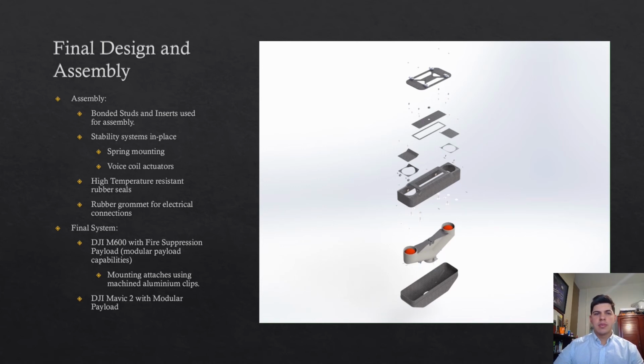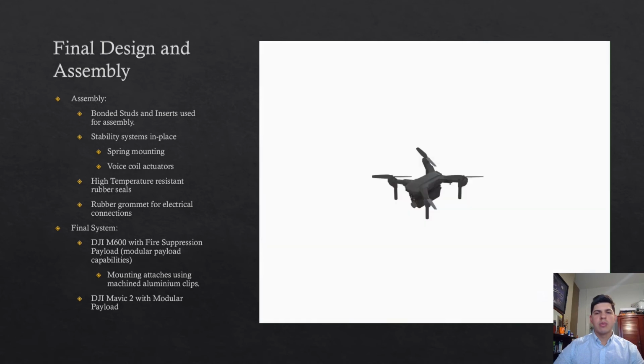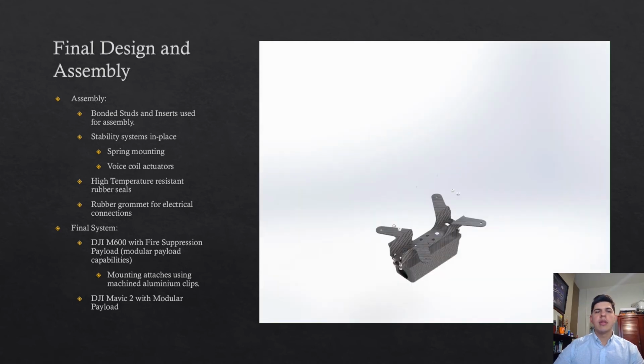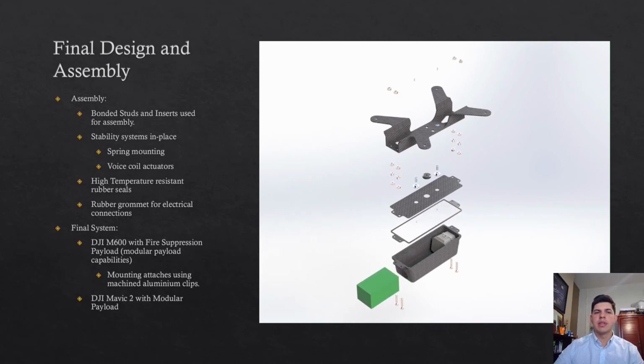Stainless steel fasteners were used throughout for their high service temperature and corrosion resistance. Bonded studs and inserts were also utilised to provide a larger service area and to avoid compressive failures around each joint. To ensure that payloads remain watertight and smoke-proof, high temperature rubber seals are used around each opening, and a rubber grommet is designed for electrical connections between the drone and the payload. To improve image quality and flight performance, a stability system is also utilised, using springs and actuators between the payload and the mounting for ultimate performance.